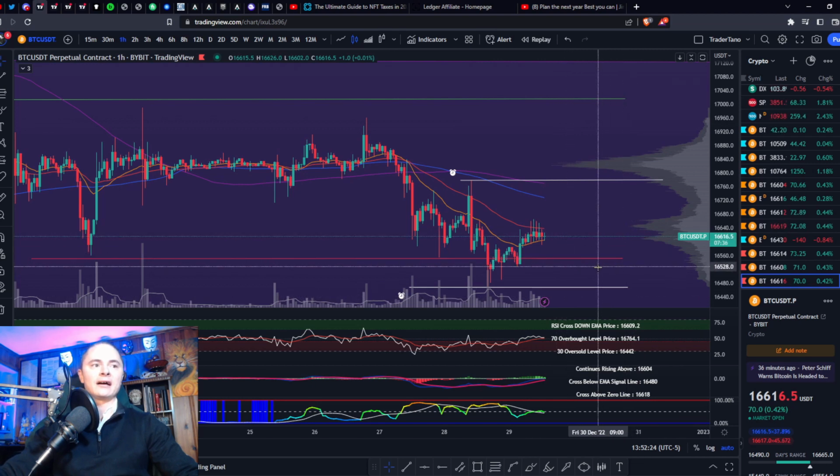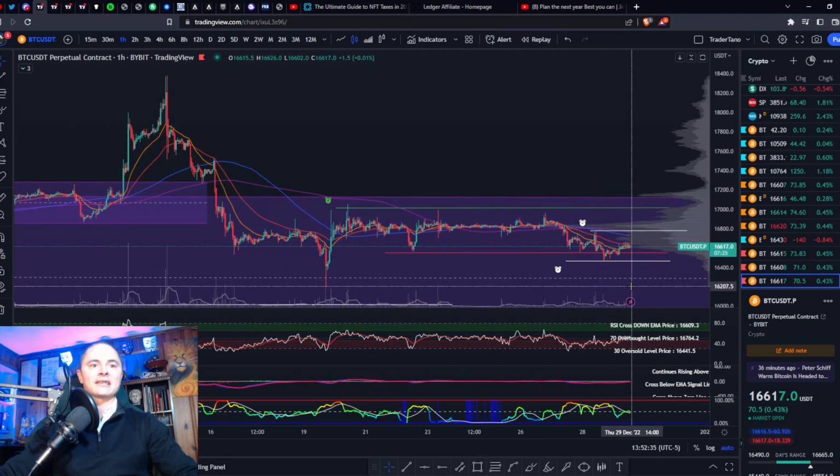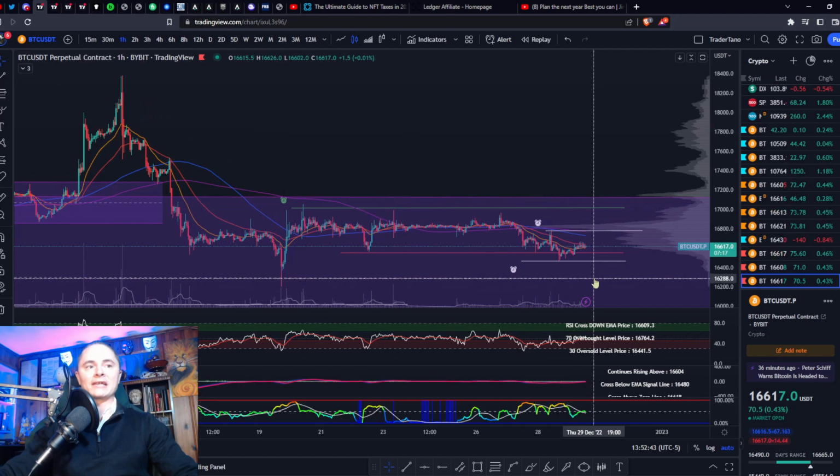Now, the bearish case is that you break this last low at 16,520 on a 1 hour closure. I would expect a bounce at the 16,200 level, but ultimately I think we would get down to 15,800, possibly even 15,500, basically the bottom of your range here.